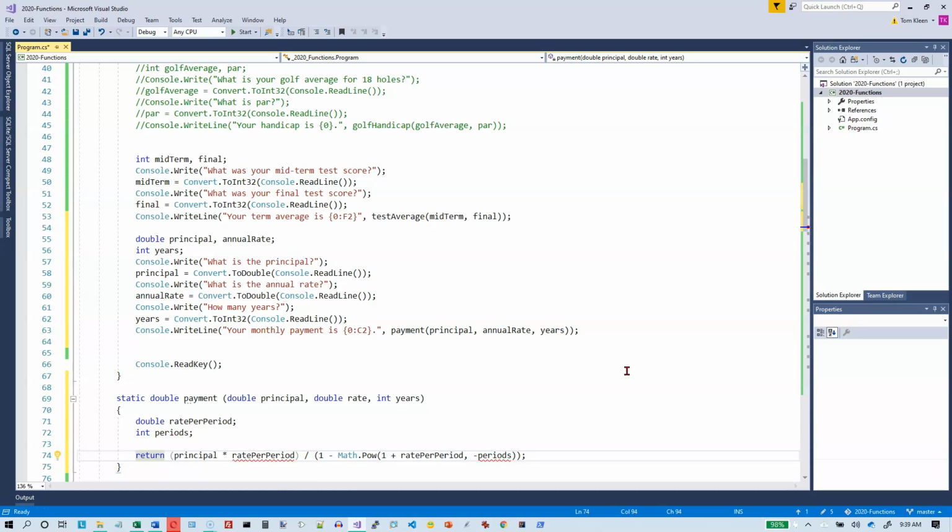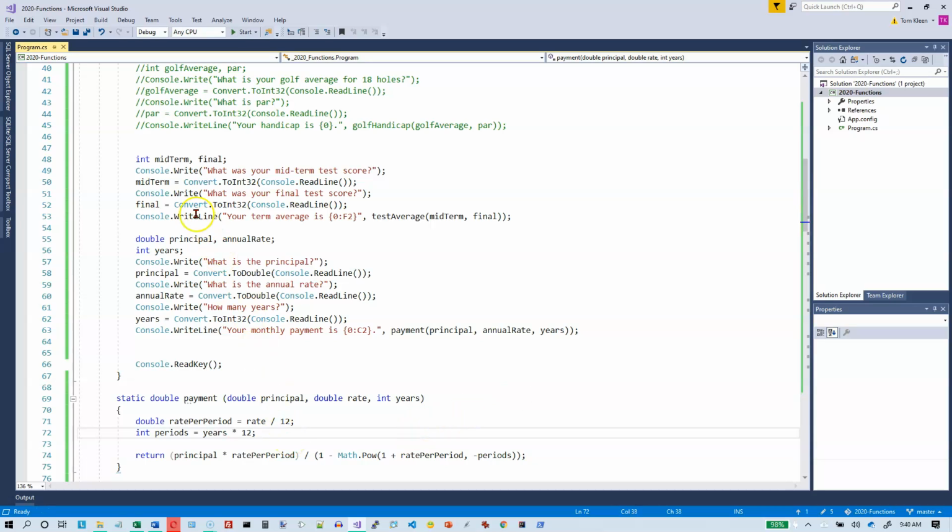And I am getting some error messages here because I forgot to calculate the rate per period and the number of periods first. So the rate per period is going to be equal to the rate divided by 12. We're assuming monthly payments here all the time. And the periods is going to be equal to the number of years times 12. Okay?